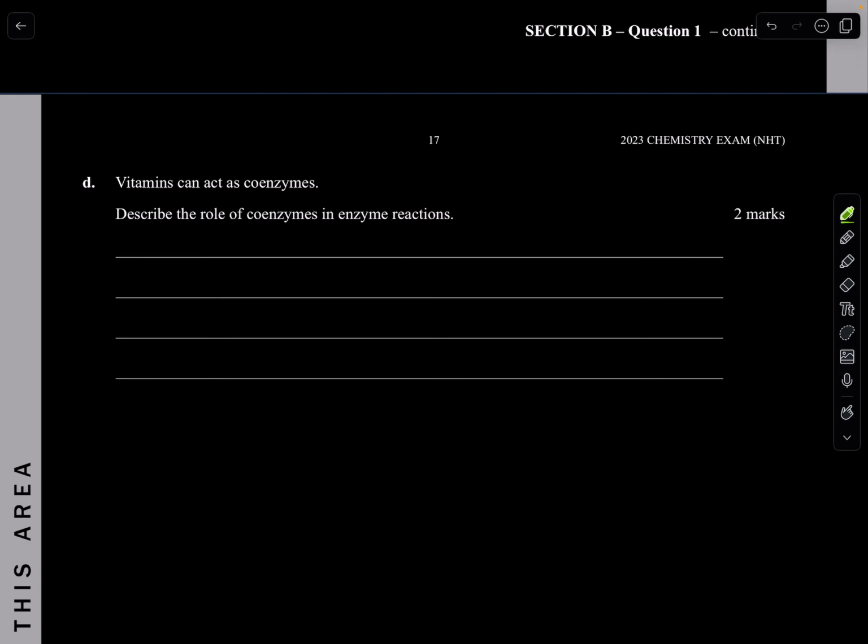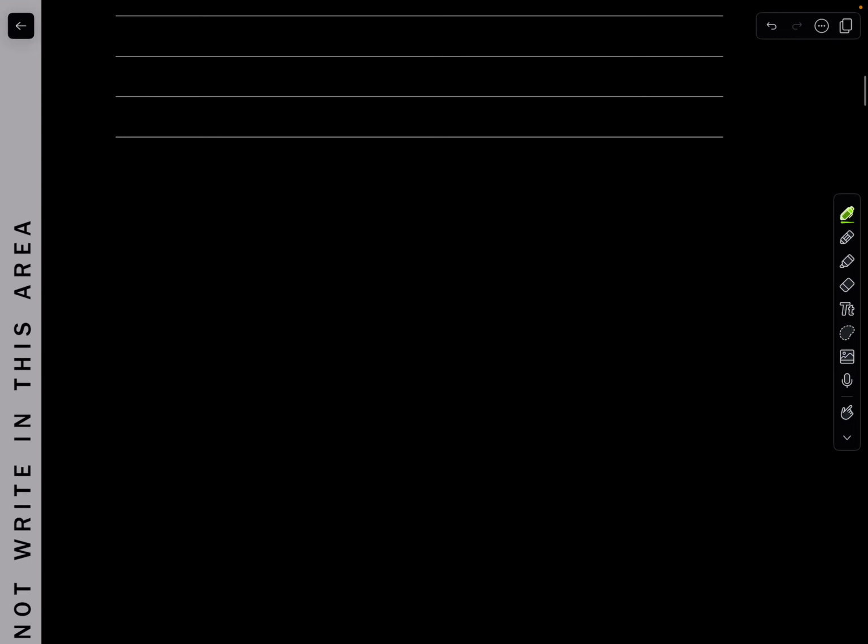Describe the role of coenzymes in enzyme reactions. Easy. So coenzymes, the best way to describe it is this. Let's say you have an enzyme, let's just draw a figure. Let's say you have an enzyme that looks like this. You can see that this is the active site of the enzyme. And let's say this is your substrate. It's a square. This is your enzyme.